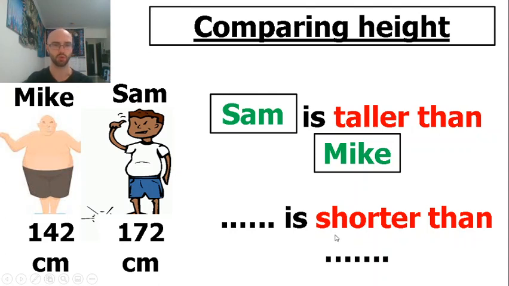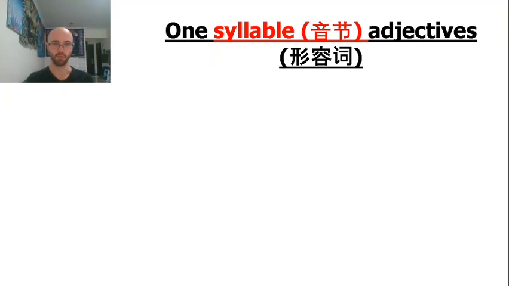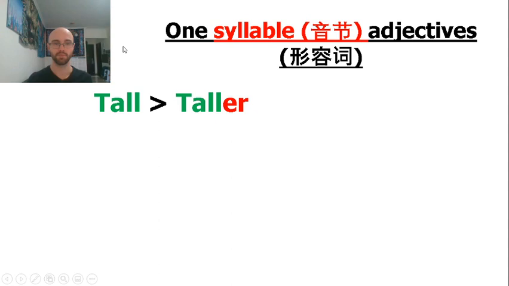So who is the short one? Who is short here? Can you tell me? It's Mike. So when we compare, we look at two things. We say Mike is shorter than Sam. So this is our rule with one syllable adjectives, these describing words. So a quick note, a syllable is how quickly the word is said. Okay, so one syllable.